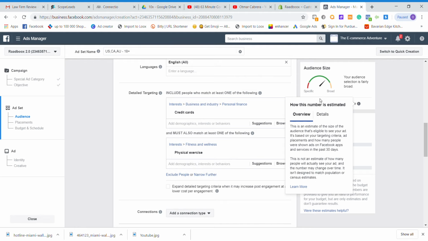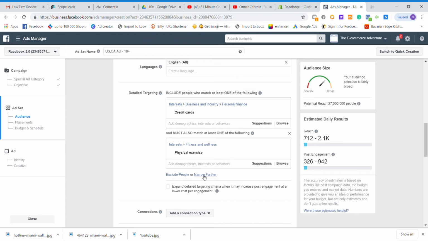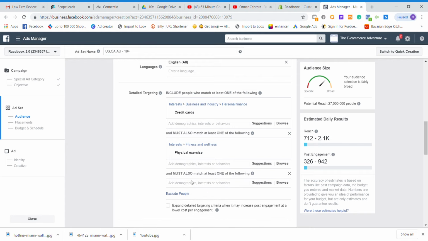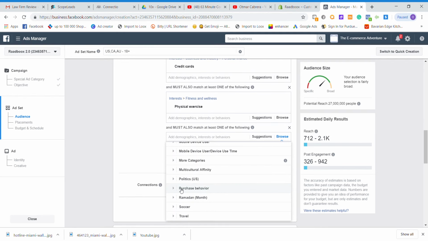And now I'm down to 27 million. Okay, now let's narrow it further. You see, I like to get in the area where I'm like 5 million, 1 million. So what else, for a weight trainer? Now let's say I can't come up with anything. I can click this browse button, right? So now you have a browse button and you can literally click on behaviors, right? So now you can have people where it's their anniversary, you can literally target so much stuff.